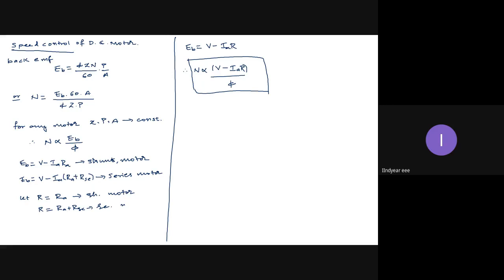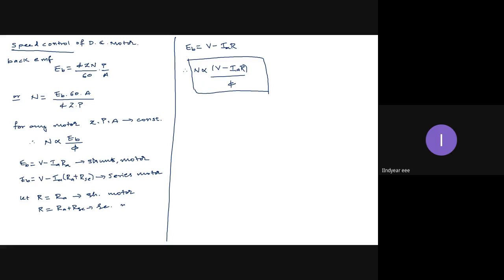It is depending upon the resistive drop. It is depending upon the flux. Okay. So I can control the speed of a DC motor by controlling these three quantities, or by varying these three quantities. So there are three ways of controlling the speed of a DC motor. One by varying the applied voltage V, one by varying the flux phi, and another by varying the resistive drop in the armature series circuit.